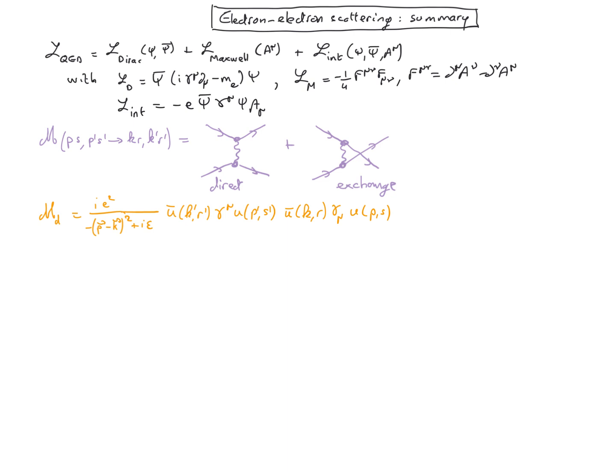Experimentally, we have access to the probability itself, which is the modulus square of the amplitude. And in principle, we need to sum both the direct and the exchange term. So we only looked at the modulus squared of the direct amplitude, and more precisely at the part which involves the spinors and the Dirac matrices.